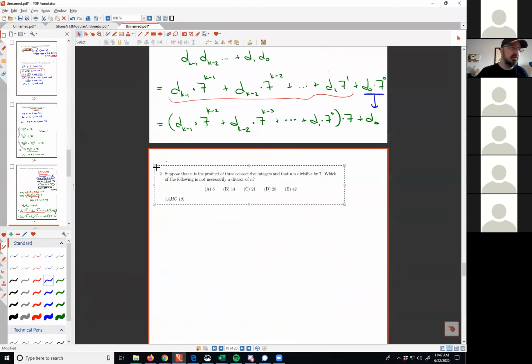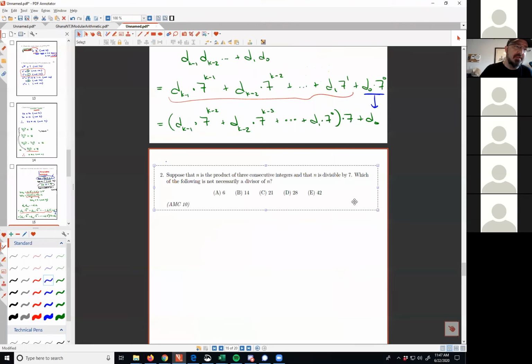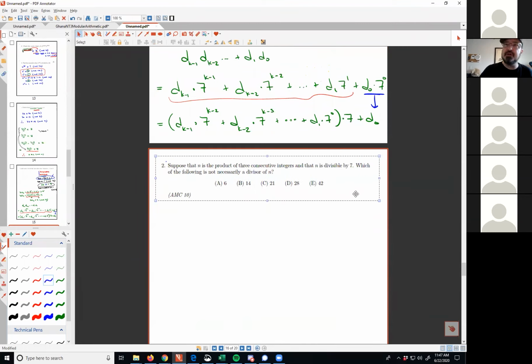Okay, let's take a look at this one right here. This is a problem from the American version of the contest that you all took to qualify for this camp. Suppose that n is the product of 3 consecutive integers, and it's divisible by 7. Which of the following is not necessarily a divisor of n?